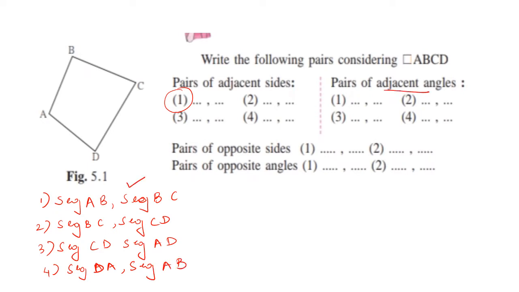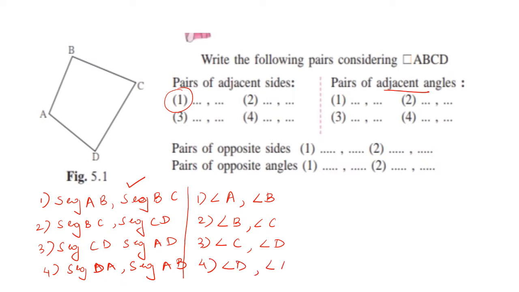Now pairs of adjacent angles. The first one is angle A and angle B. The second pair goes as angle B and angle C. Third pair, angle C and angle D, and the fourth pair would be angle D and angle A. Now these were adjacent sides and angles.